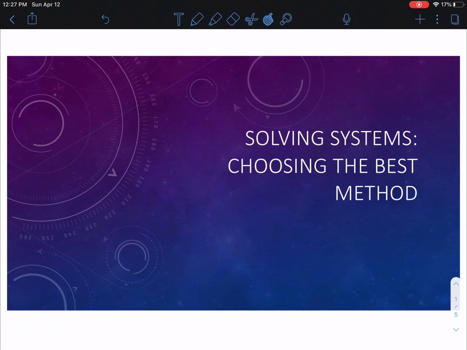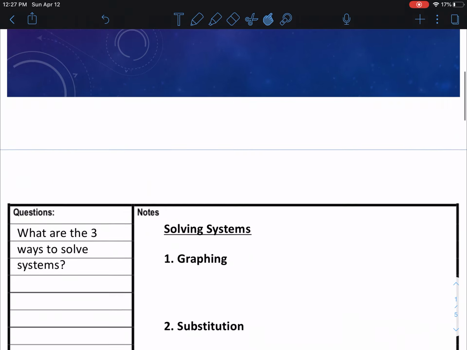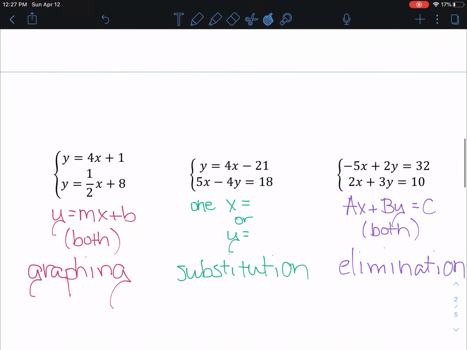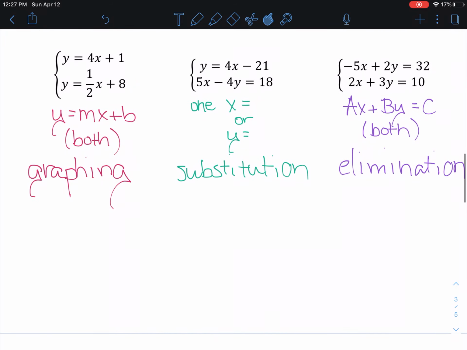Okay, so now that we have learned how to solve systems in 3 different ways, we are going to learn today how to pick the right method so that we're the most efficient. These are our 3 ways we talked about: how to solve systems by graphing, substitution, and elimination. So today we're going to look at how do you know which one to use.